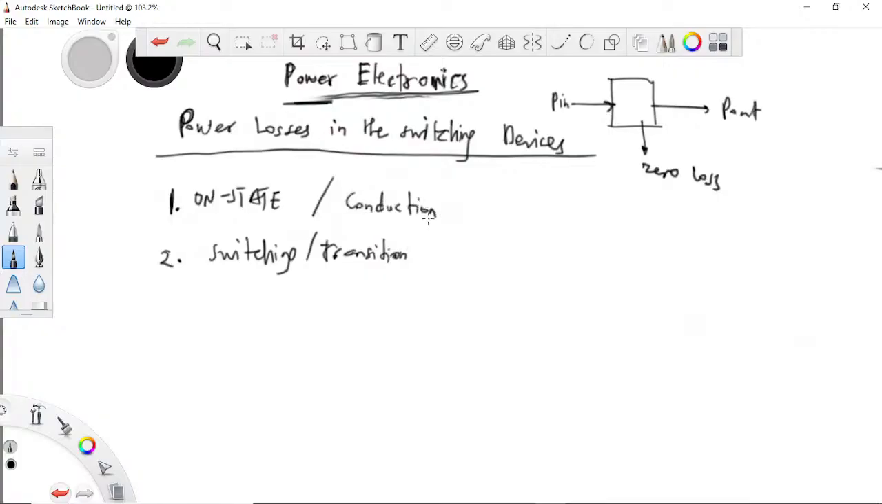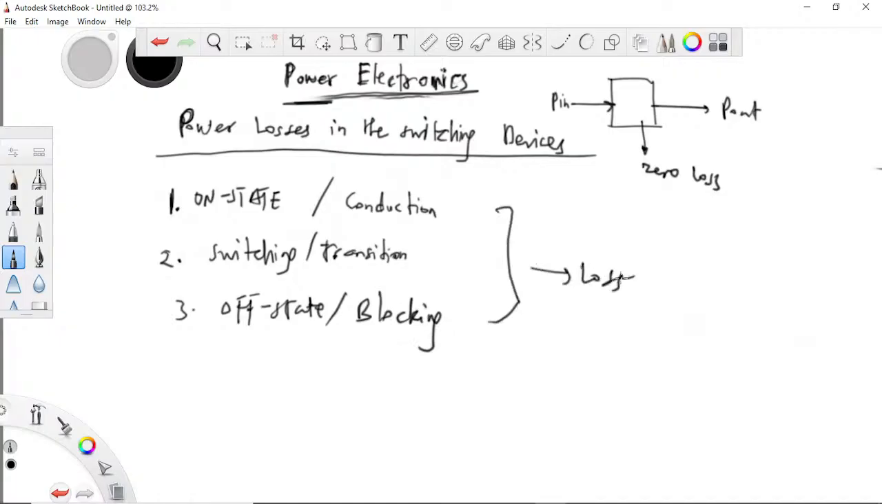Then finally, we have the off state or blocking loss, when it's blocking, when it's in the off state. So these are the losses that we will be considering. Our BJT, our diode, our IGBT, MOSFETs all have these losses. So we're looking at all these losses in our power converting circuits. We'll take them one after the other.